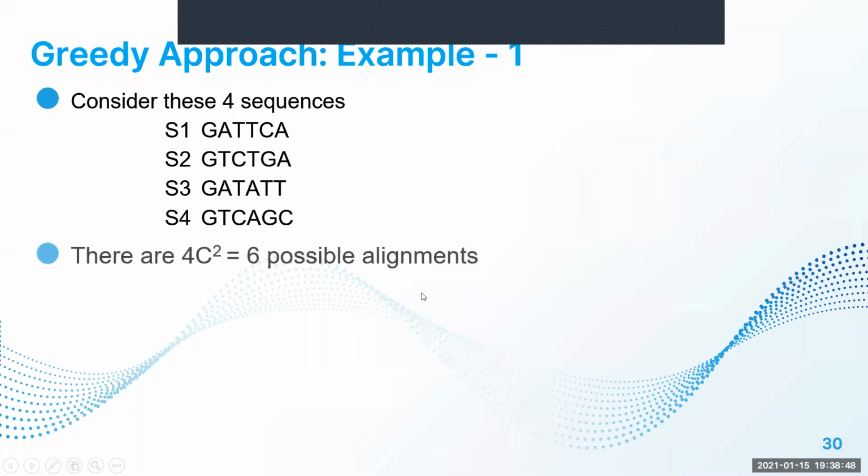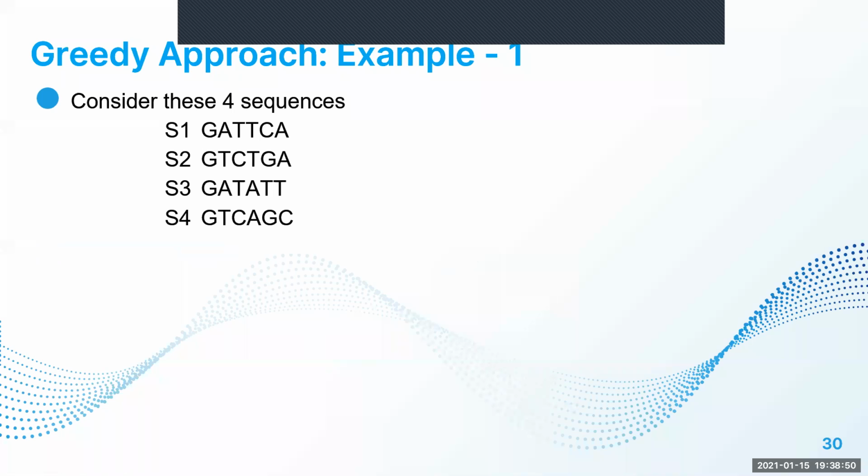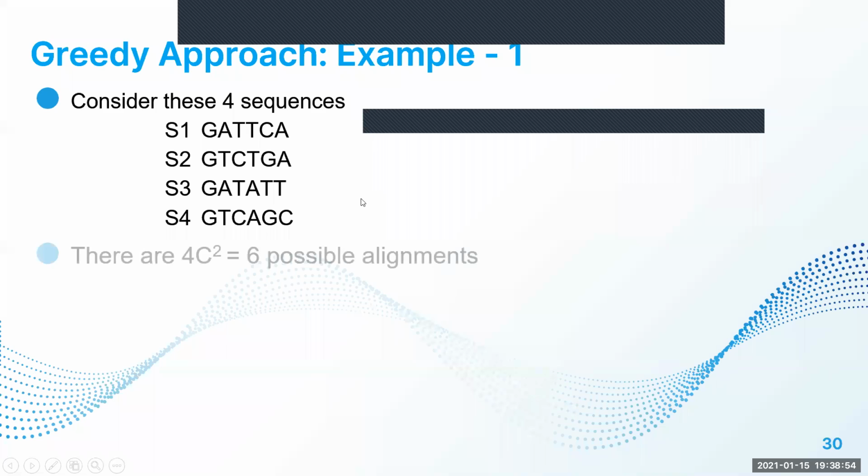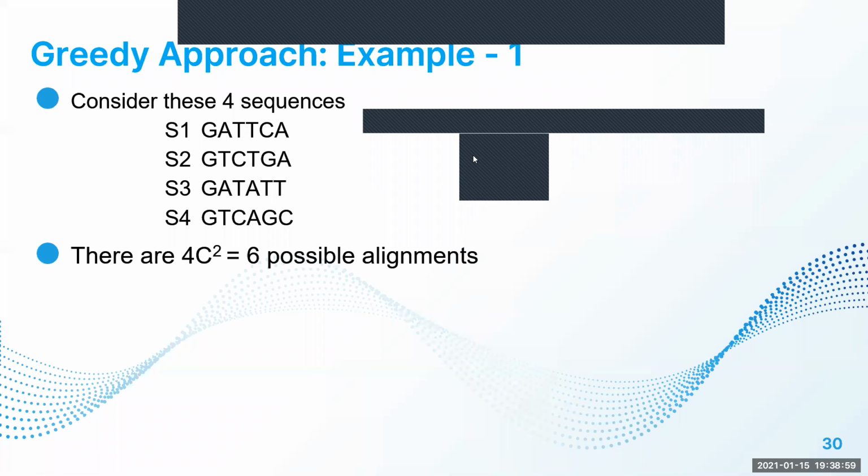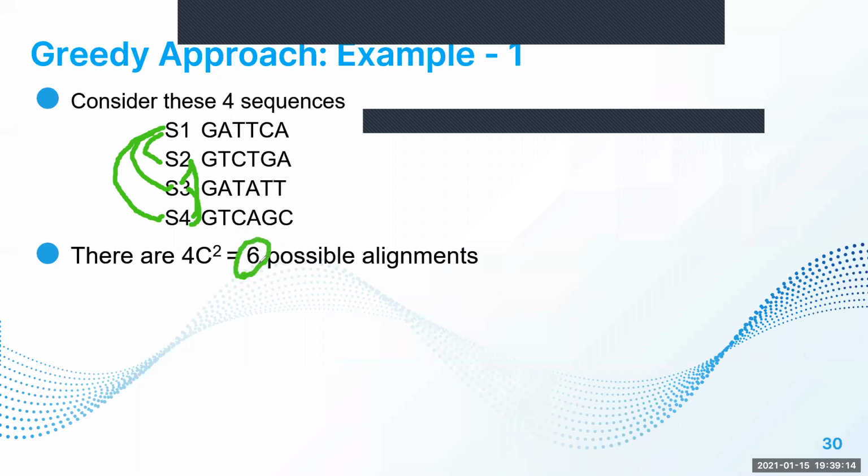If you run this example, you can have 4 sequences and 6 pairs. You can have S1 S2, S1 S3, and S1 S4, then these 2, then this one, and so on. You can have 6 combinations.